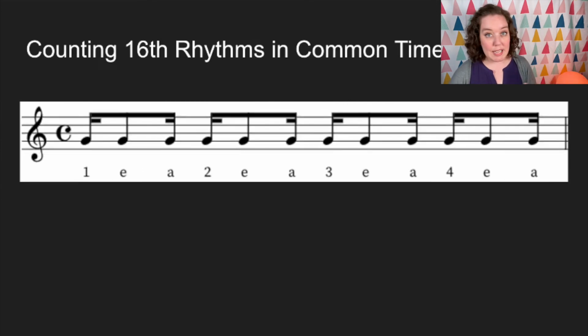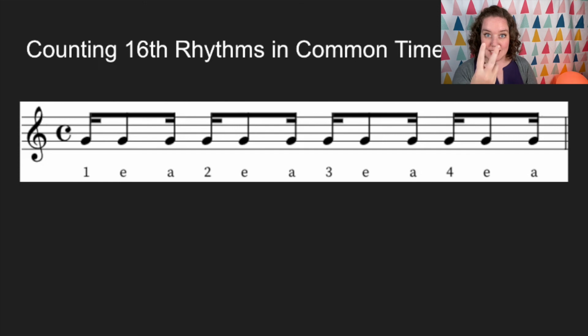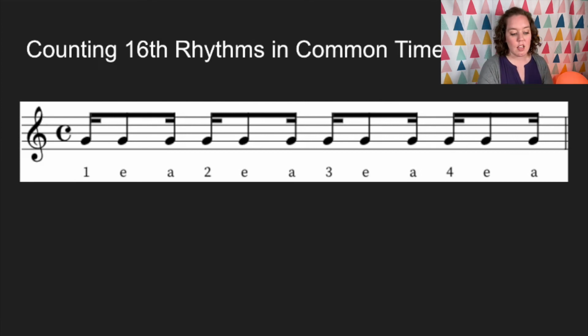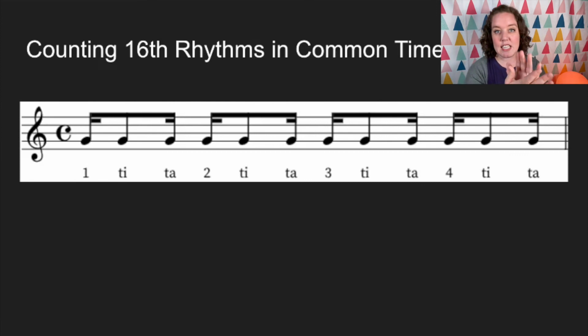Okay, then we get to a 16th and an 8th and a 16th. And because that 8th in the center, remember, is 2 16ths, that means it has, in the eanda system, the E and the and inside, so we're left with the a. So it's 1 E, 2 E, 3 E, 4 E. Again, when you're counting 16ths, it's really important that you know exactly where every 16th is falling while you're counting. Here it is in T-tetas. 1 T, ta, 2 T, ta, 3 T, ta, 4 T, ta.